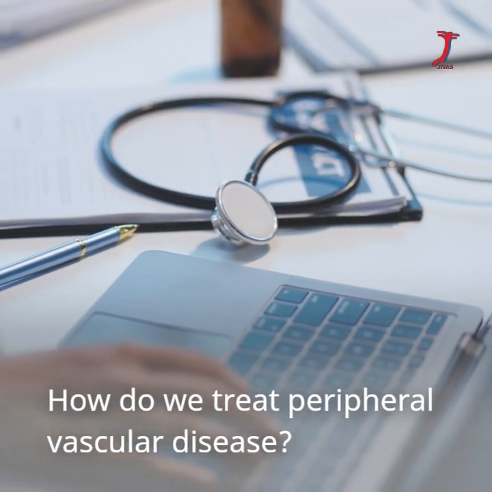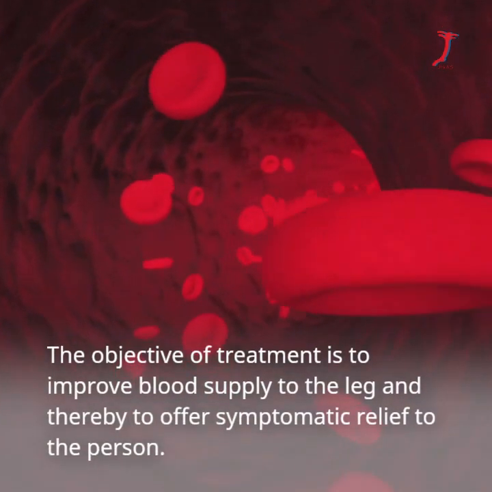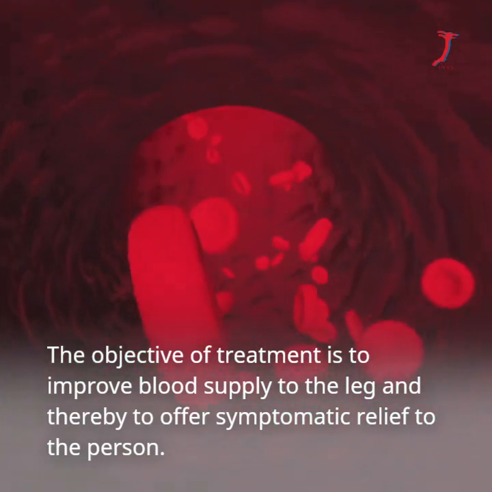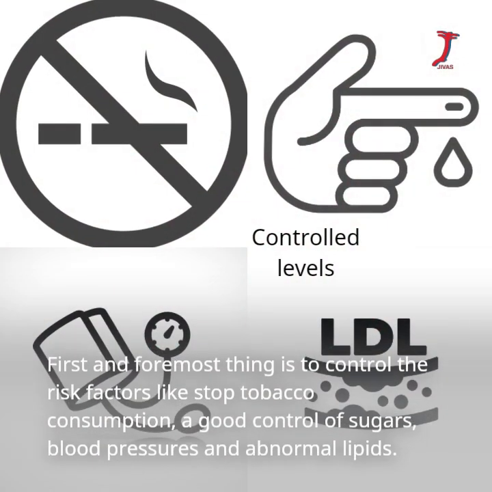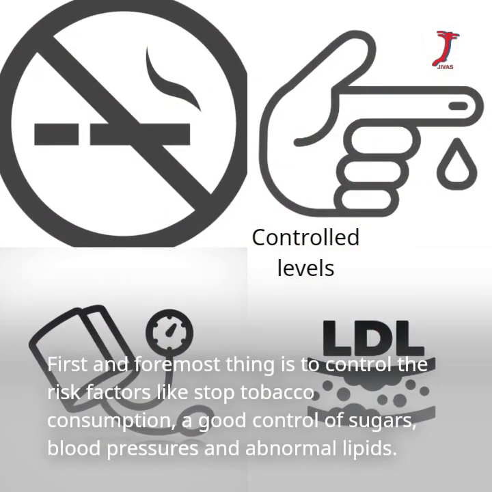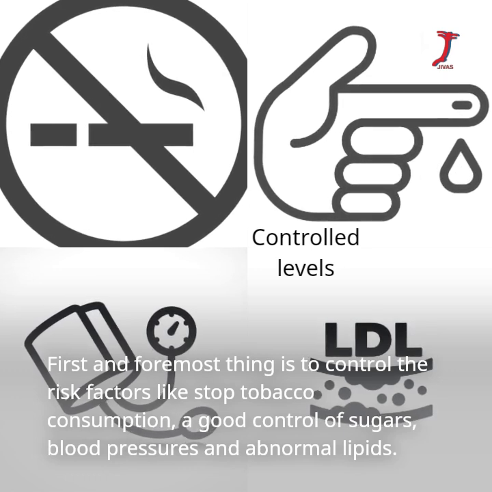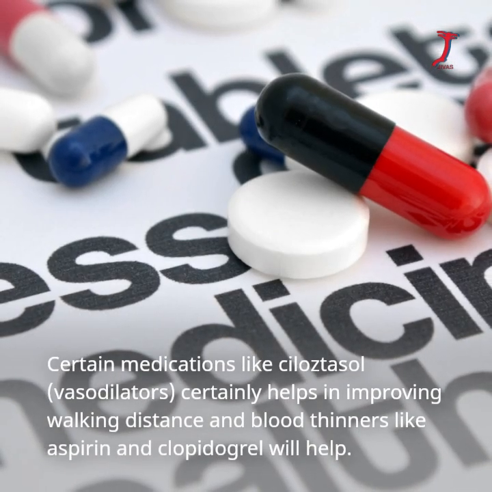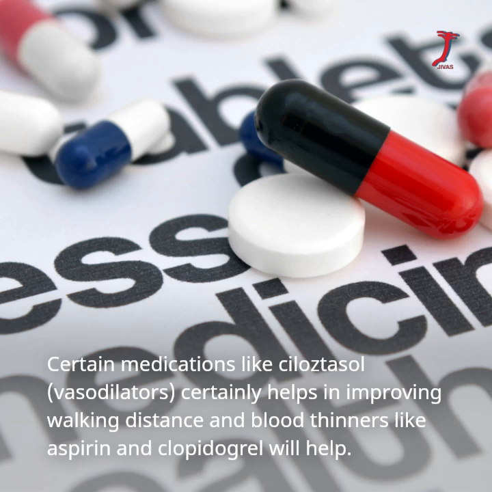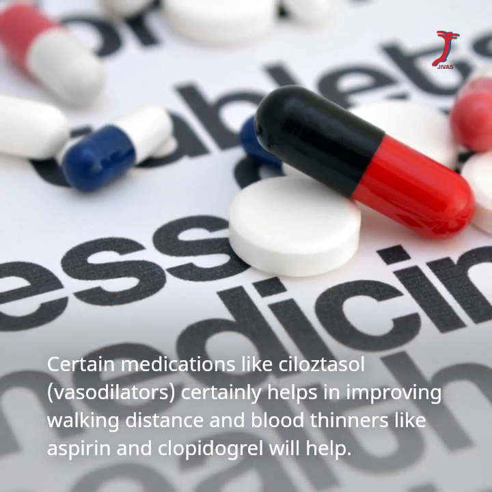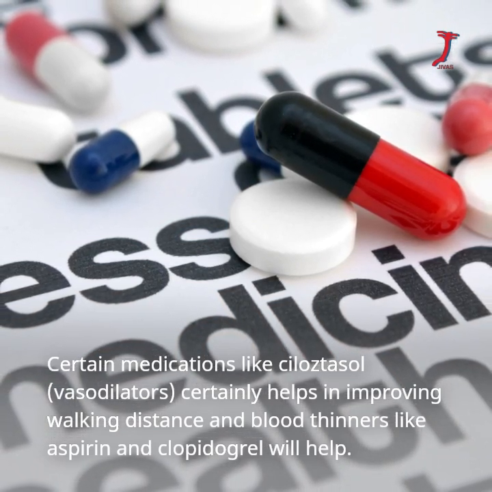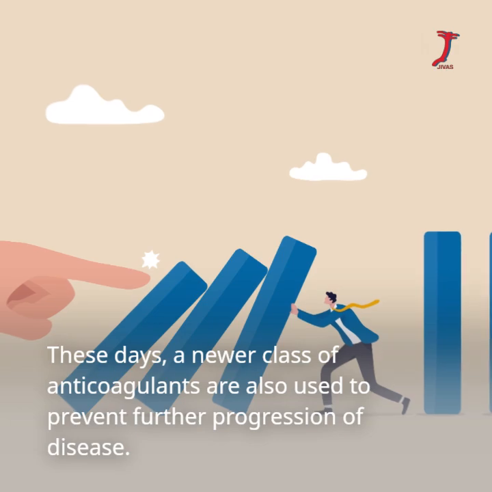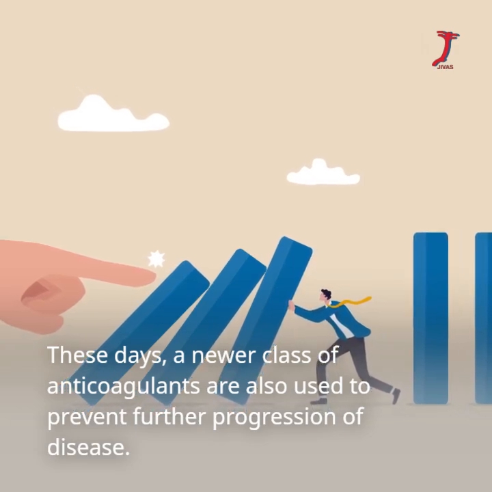How do we treat peripheral vascular disease? The objective of treatment is to improve blood supply to the leg and thereby offer symptomatic relief to the person. First and foremost is to control the risk factors, like stopping tobacco consumption and good control of sugars, blood pressure and abnormal lipids. Certain medications like cilostazol and vasodilators help in improving walking distance, and blood thinners like aspirin and clopidogrel will help. These days, a newer class of anticoagulants is also used to prevent further progression of disease.